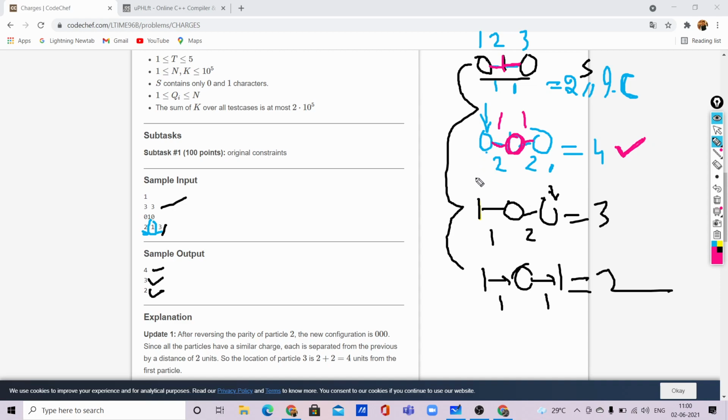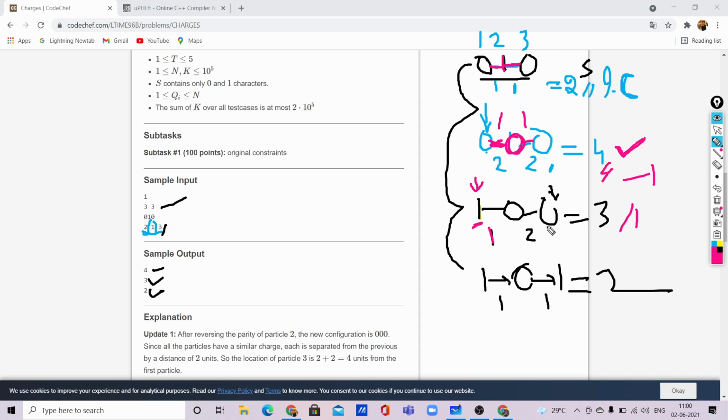Now let us talk about this. In this case, this is the first index. When we are updating from 0 to 1, in the previous case the first and second positions, 0 and 0, are the same. So after converting it to 1, it will not be the same. So we have to decrement our previous value by 1. So the answer will be 3.